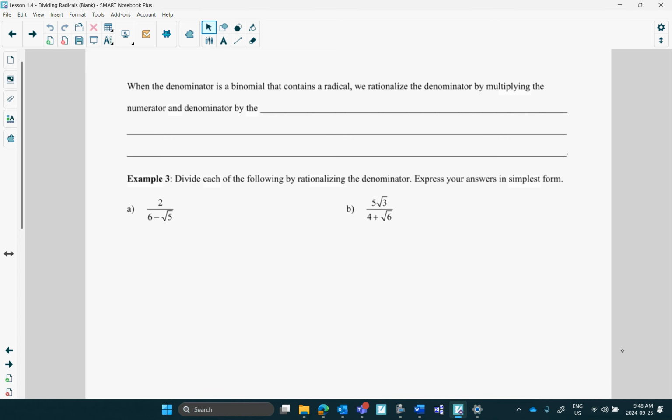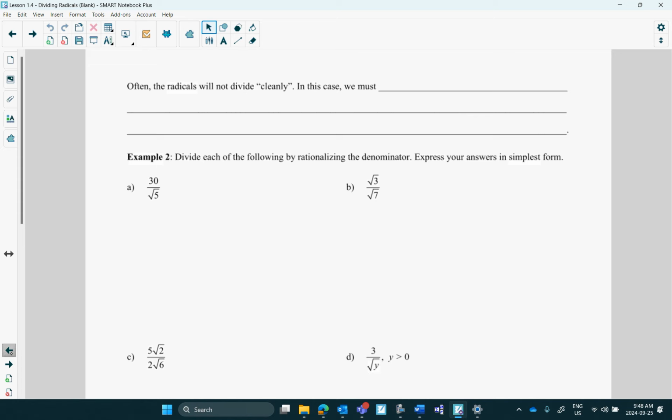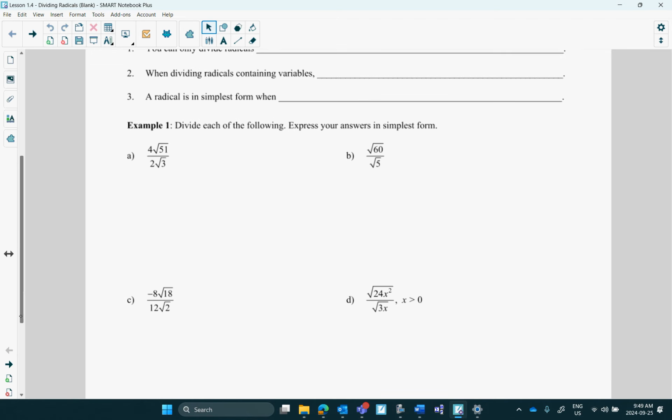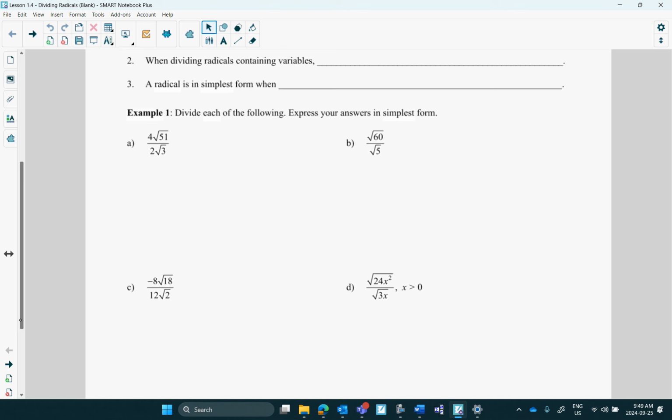We have been talking about dividing radicals. And there were two ways. If the radicals divided cleanly, that is, they gave you a whole number, then you would just divide them and put the answer under a square root. So like root 51 divided by root 3 divides cleanly to 17, so our answer would be root 17. This divides cleanly to root 9, so we would just do the division.